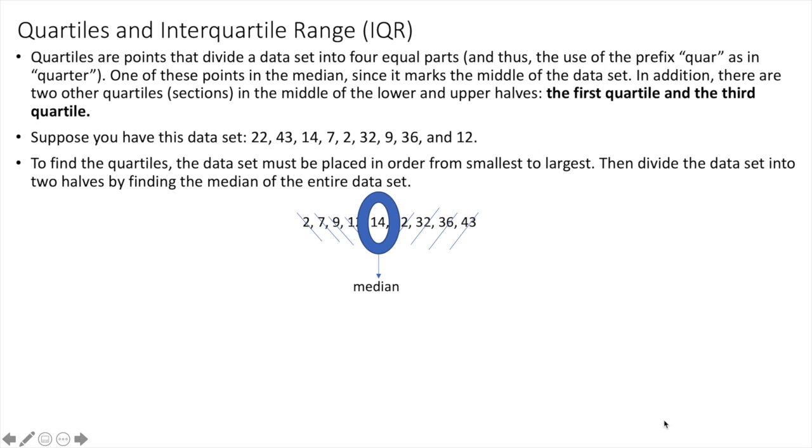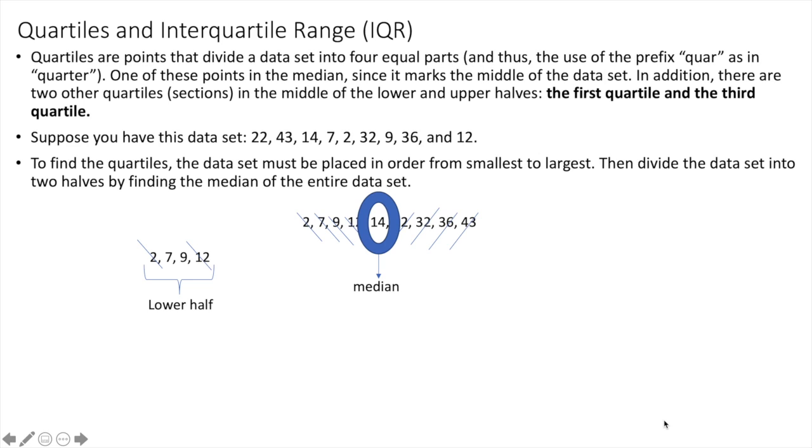To find the first quartile, we need to go ahead and look at the numbers to the left of the median. We're not going to include the median in those number sets. We're going to look at the numbers to the left of it, and those numbers are going to be known as our lower half. Now, to find the first quartile, we find the median of these 4 numbers.